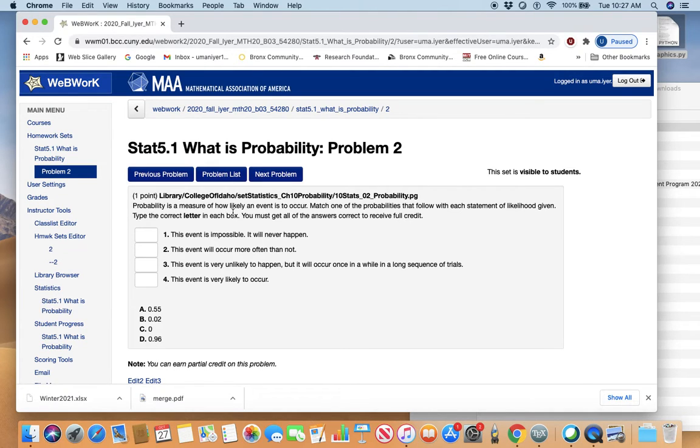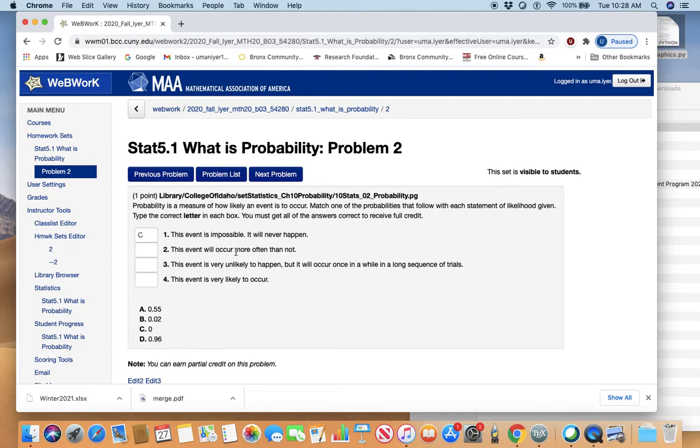Probability is a measure of how likely an event is to occur. Match one of the probabilities that follow with each statement of likelihood given. Type the correct letter A, B, C, D in each box. You must get all the answers correct to receive full credit. This event is impossible. It will never happen. Impossible events have probability 0, so the letter that goes here is C.